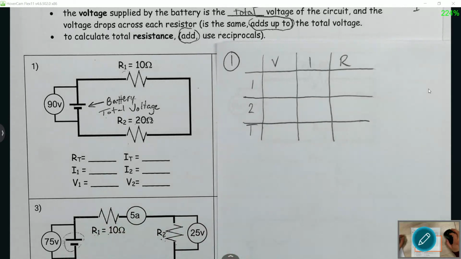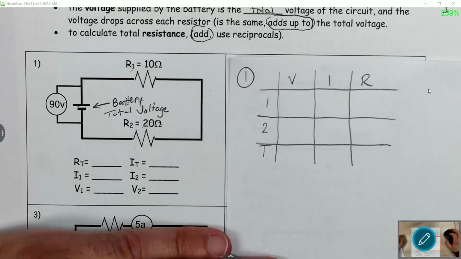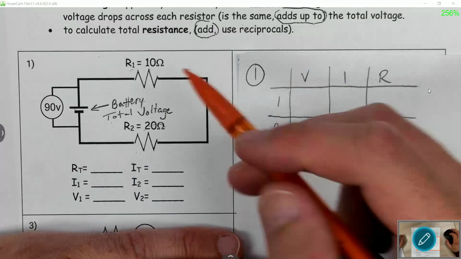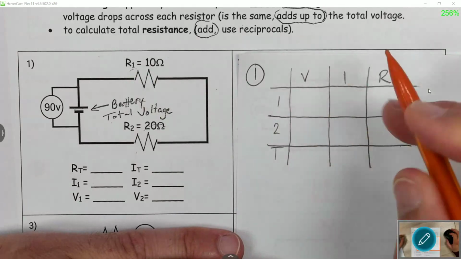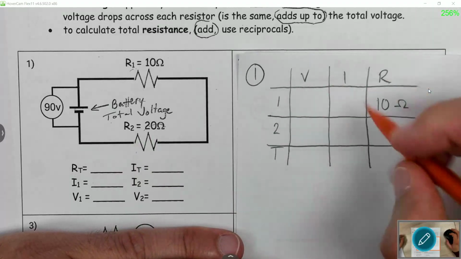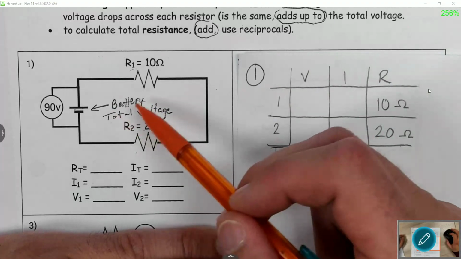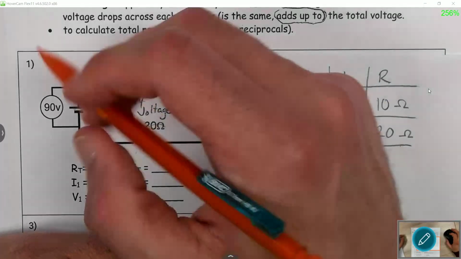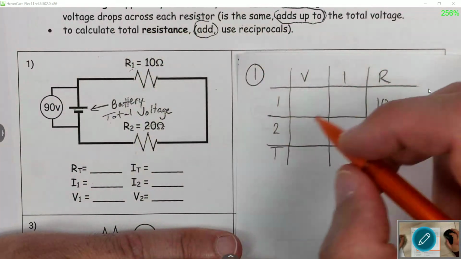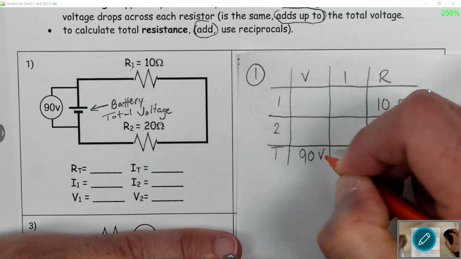What information do we have given right here, guys? The 10 and the 20. So for R1, we're going to put 10 ohms. R2 is 20 ohms. And then what is the only other thing we have? I labeled it for you on here. This symbol right here is the battery, and we have a voltmeter across this. And it is our total of 90 volts.